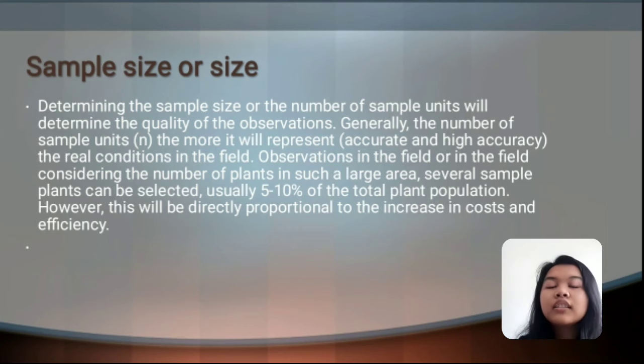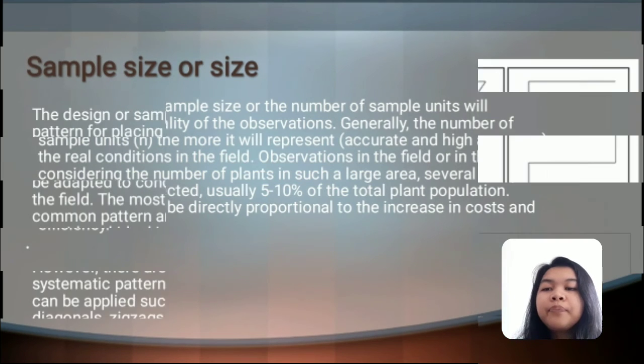Next is sampling size. Determining the sample size, or the number of sample units, will determine the quality of the observations. Generally, the greater the number of sample units, or N, the more it will represent the real condition in the field. However, this will be directly proportional to the increase in cost and efficiency.